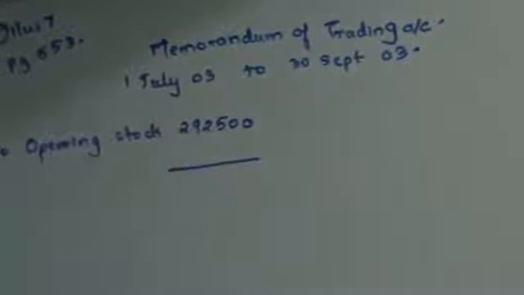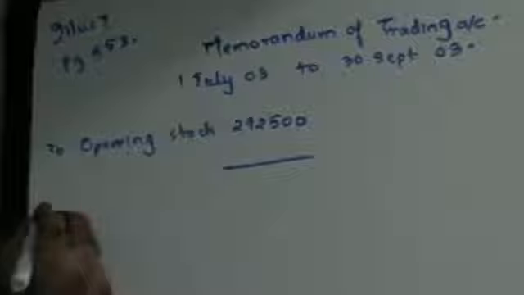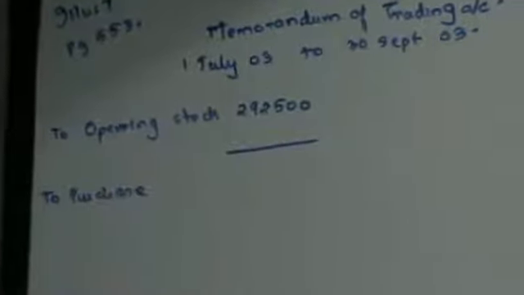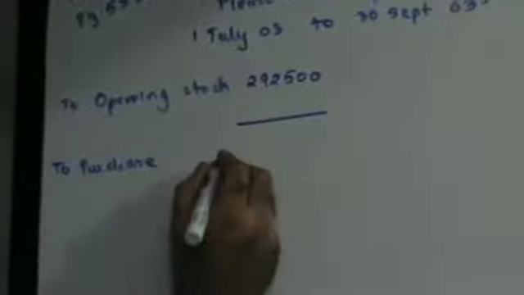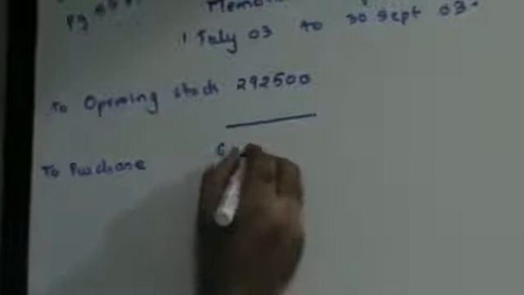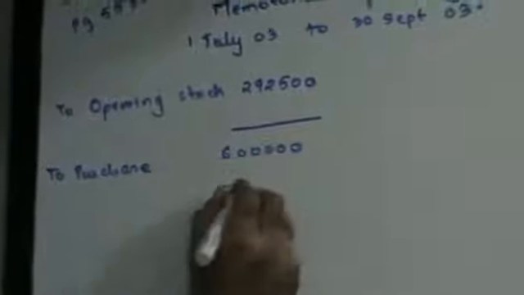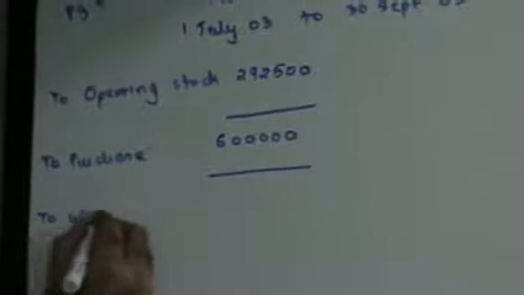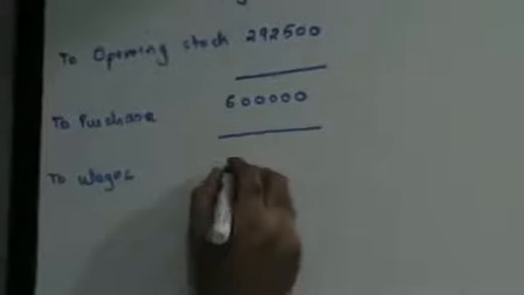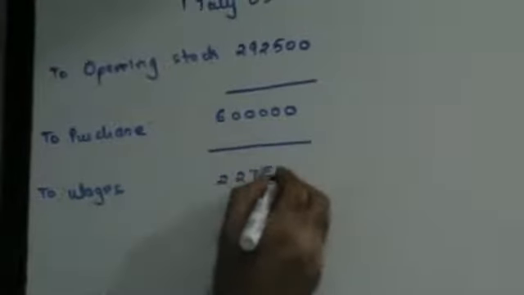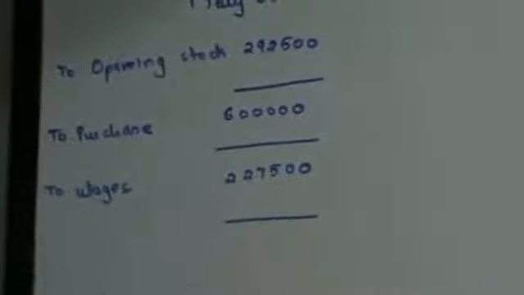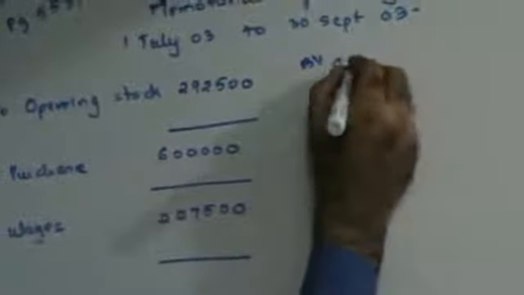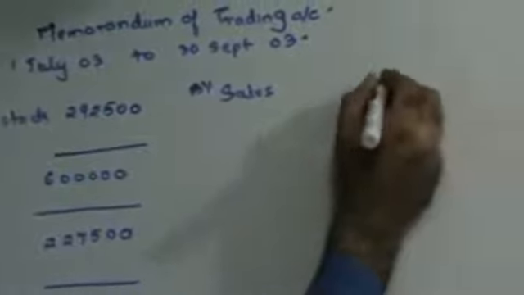In a column, leave a line, draw a line. To purchase. Trading account rules, guys. Opening stock comes on the debit side. Purchase 6 lakhs in the inner column. Leave a line, draw a line. To wages 2,27,500 in a column. Leave a line, draw a line. By sales 10 lakhs.